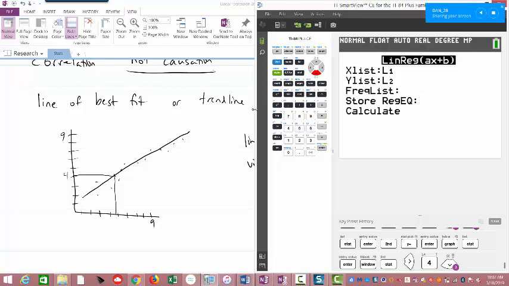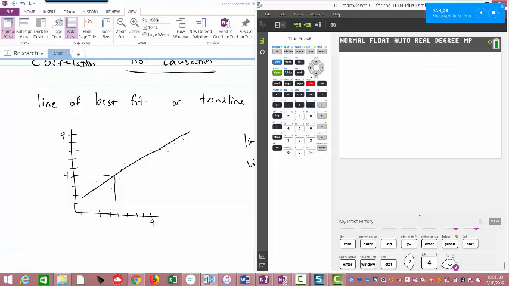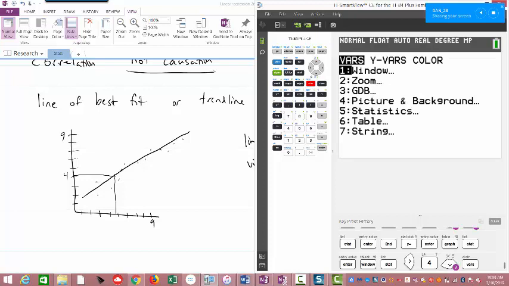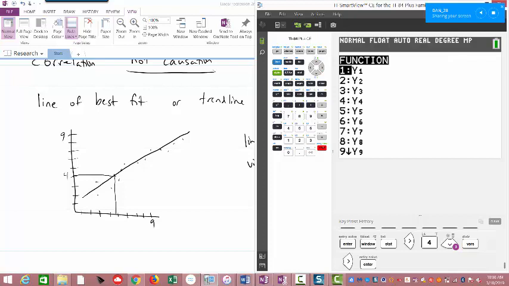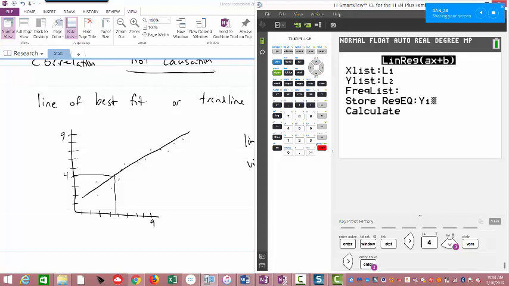So you want to store that regression equation so that you can see the line. So put your cursor down by Store Regression Equation and hit vars. Vars is kind of just under the little 4 directional arrow. Okay, now go over to Y vars and click on 1 for function, and then click on 1 again for Y1. So what that means is it's going to store your equation as Y1 equals.